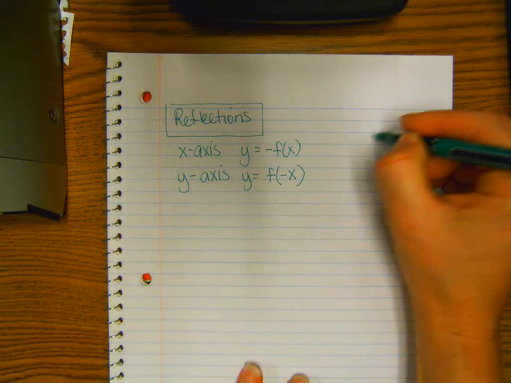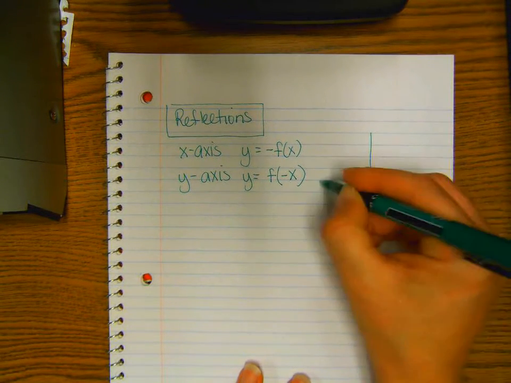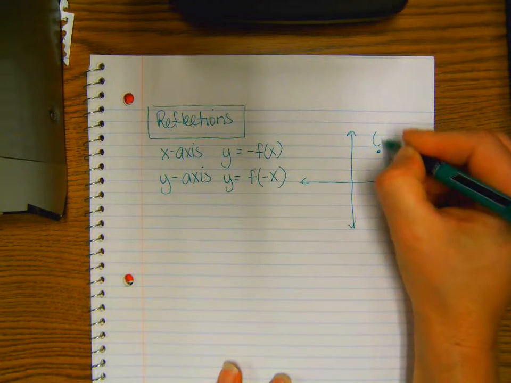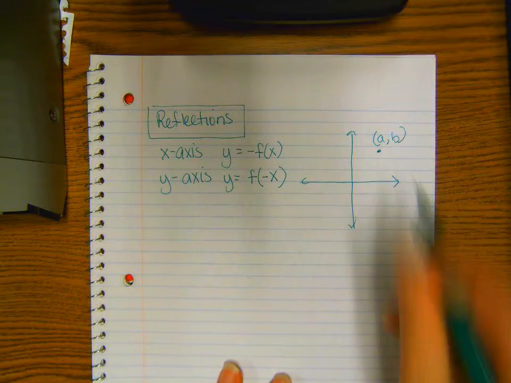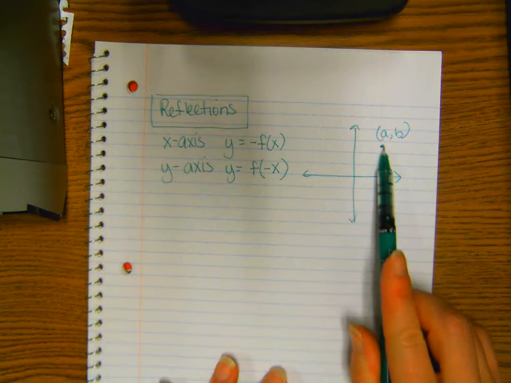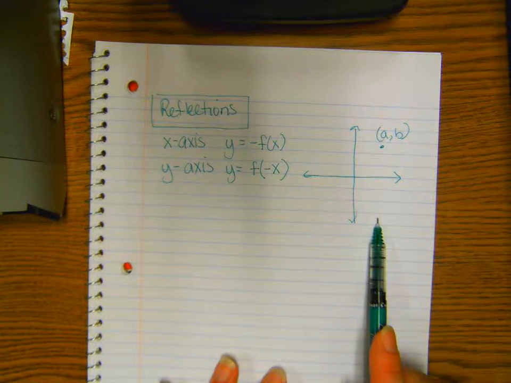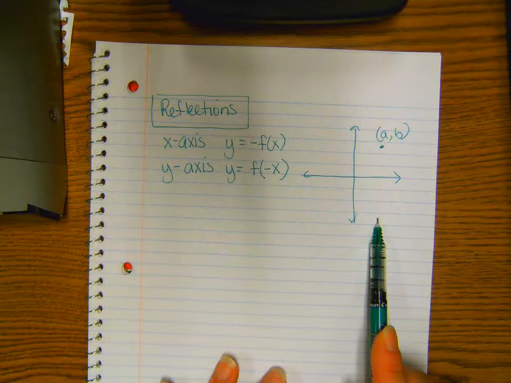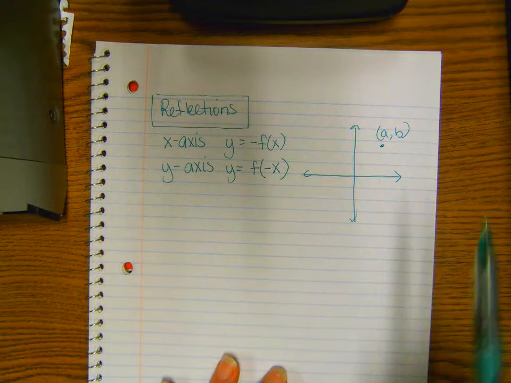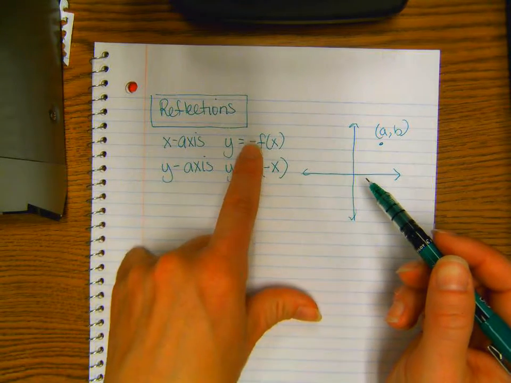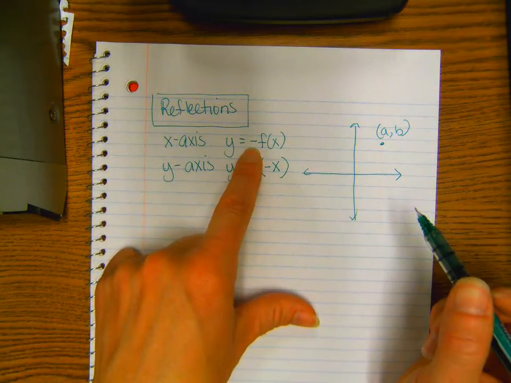And so let's say I had this point over here, (a, b). I hope this makes sense. To reflect it over the x-axis, wouldn't the x-coordinate stay the same, but the y-coordinate would change to the opposite? So that's why the x stays the same, and I make y equal that opposite. And to flip over the y-axis, the x-coordinate becomes the opposite.